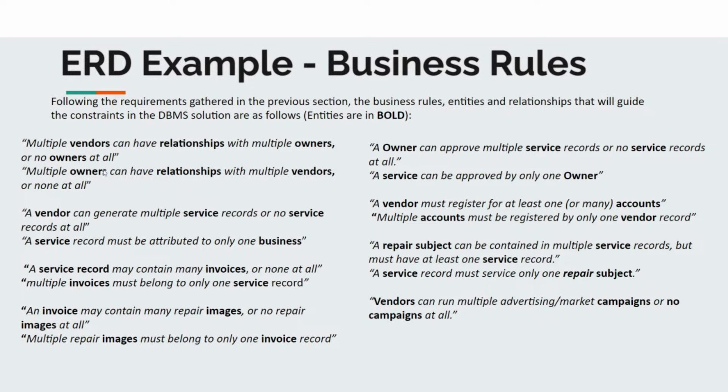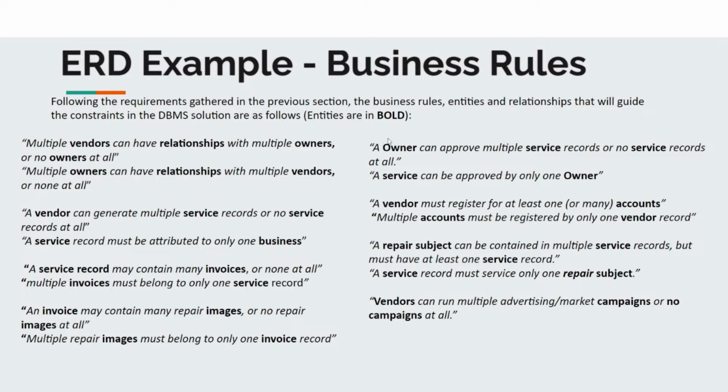Then multiple owners can have relationships with multiple vendors or none at all. So you always go in the reverse direction also. So you're defining these relationships in both directions.